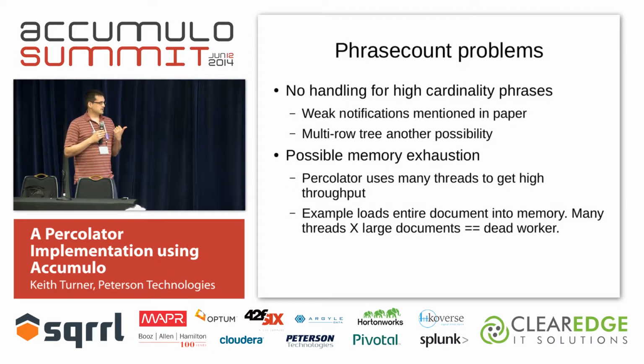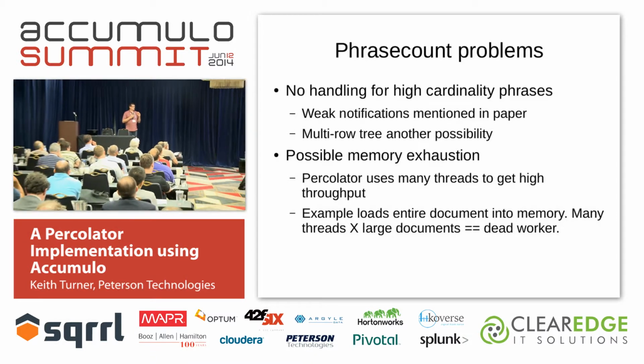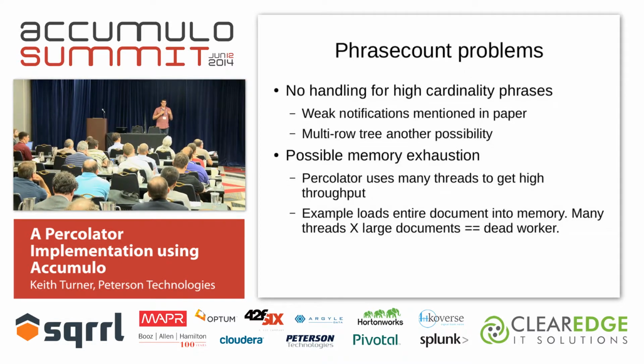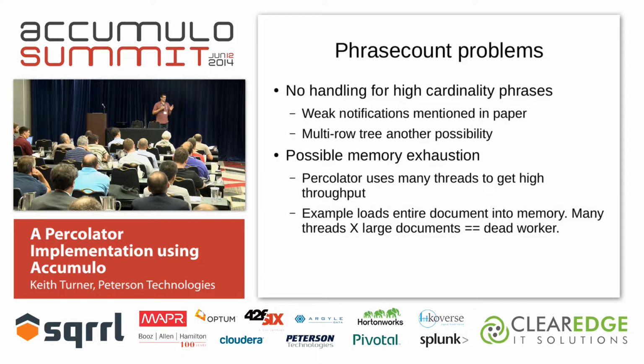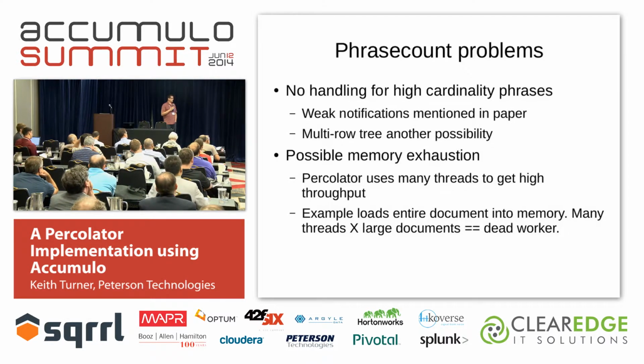So to deal with this, there's something in the Percolator paper called weak notifications, where you can set a notification, and that can cause multiple observers to run, but it doesn't matter if they run concurrently. Multiple can commit. So with normal notifications in the Percolator paper, only one thing can commit.